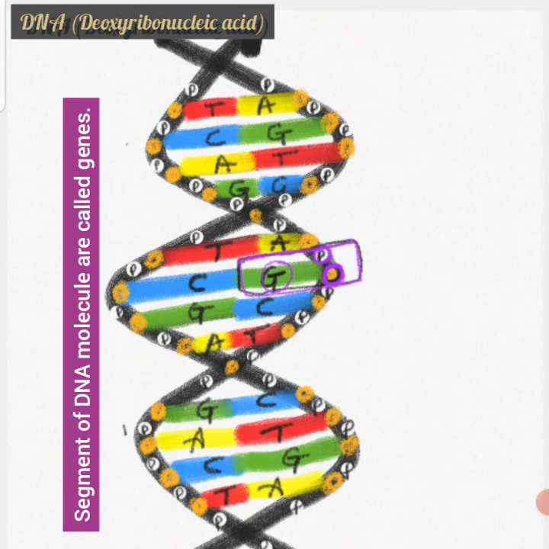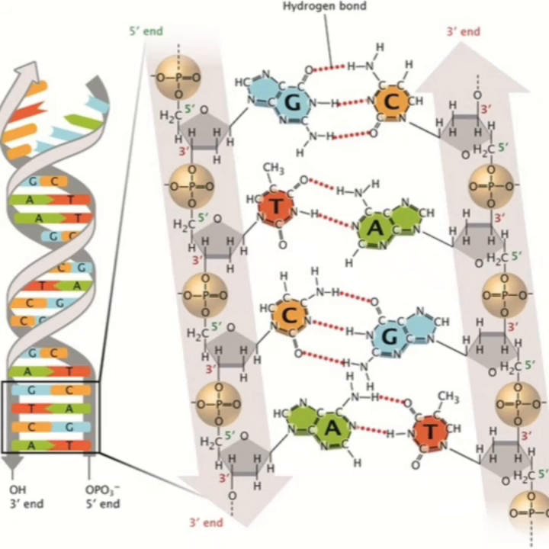Each chromosome is made up of what? DNA molecule. And a specific length of this DNA molecule is known as what? Genes. And genes are responsible for our inherent characteristics. So in today's lecture we have discussed the structure of DNA. Here you can see the exact structure of a DNA.